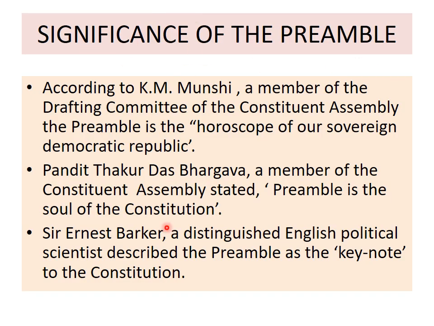Now, this is a quick note about the significance of the preamble. You can read that K.M. Munshi referred to the preamble as the horoscope. Why a horoscope? Because it is predicting, or it wishes India to be a sovereign democratic republic. It wants India to achieve justice, liberty, equality for all its citizens.